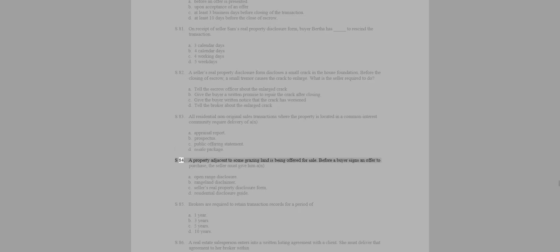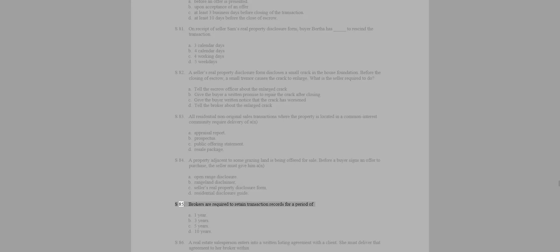S84. A property adjacent to some grazing land is being offered for sale. Before a buyer signs an offer to purchase, the seller must give him a A. Open range disclosure. B. Rangeland disclaimer. C. Seller's real property disclosure form. D. Residential disclosure guide.